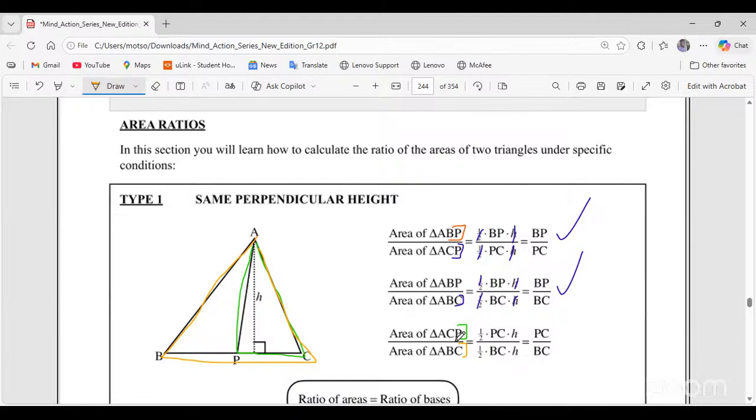So let's go for ACP. What is the base for that one? It is PC. So what is the formula to calculate the area of this triangle? It's half times base times height. So we have half times base, which is PC, times H, which is the height of the triangle. All over, now we come to ABC, which is the orange one. Still, we are using half times base times height.